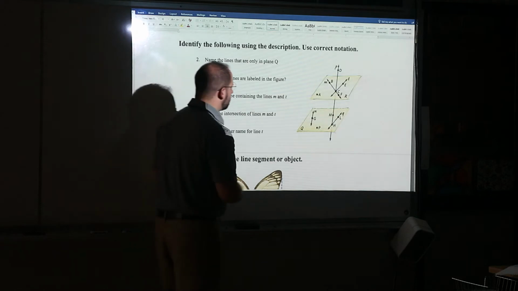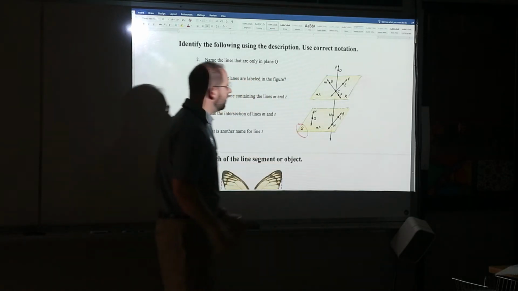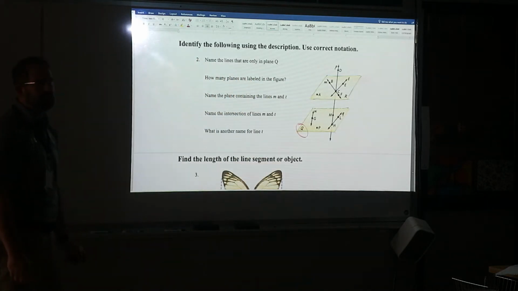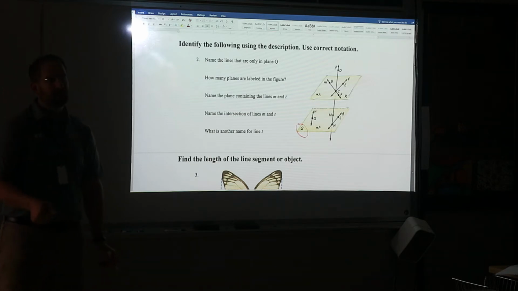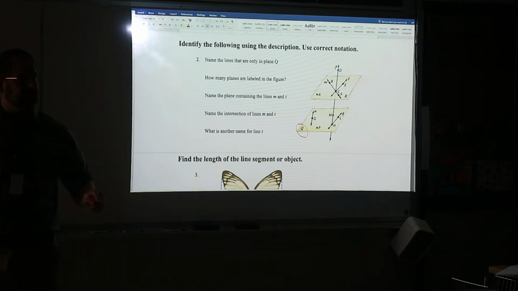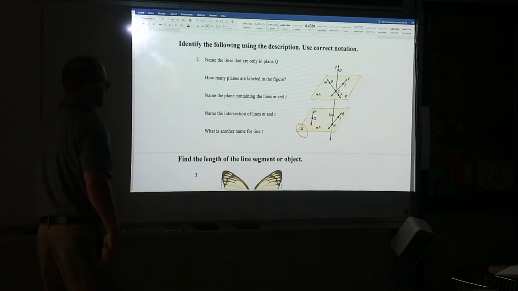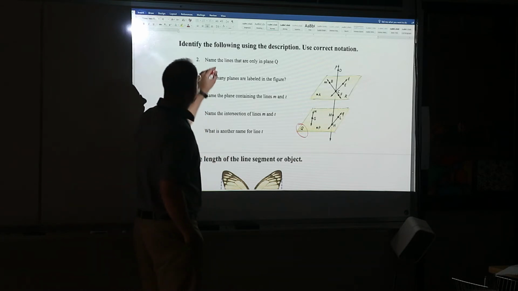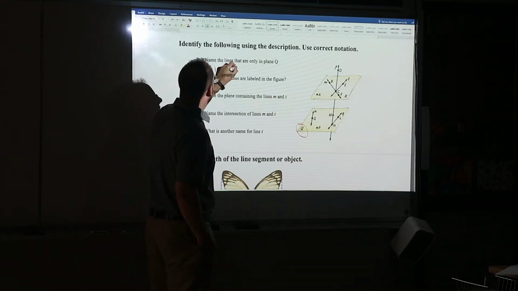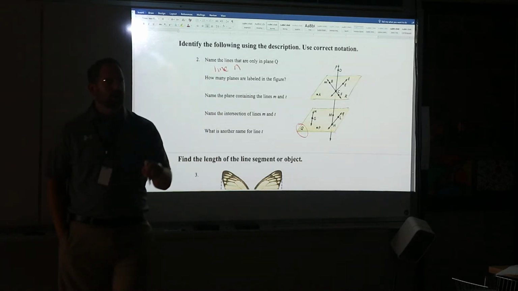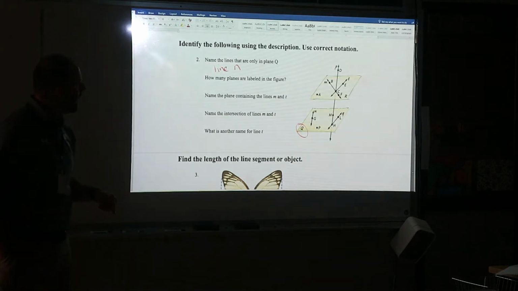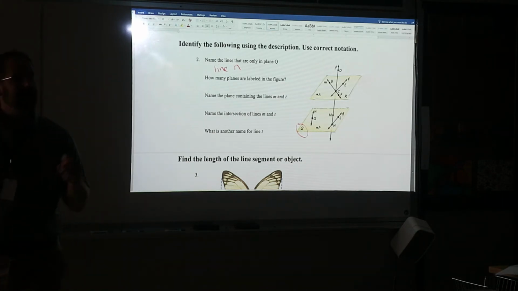Plane Q is down here, because remember, they can use the cursive letter system to name planes. Preferably, if you name a plane, you write the word plane, you put a bunch of letters behind it, unless you use the cursive letter. Then you can just call it that, plane Q. What's a line that's on plane Q? Line N. And don't write line NQ, or NG. N is the name of the line.